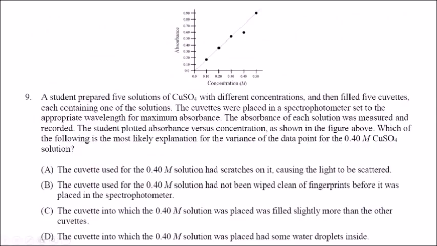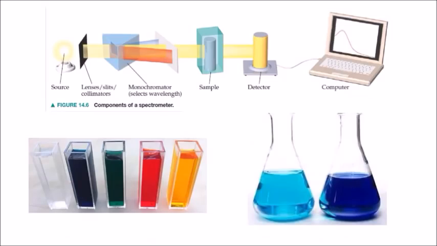Number 9 involves an experiment in which we have solutions of copper sulfate with different concentrations, and the absorbance is measured using what's called a spectrophotometer. So what exactly is a spectrophotometer? In this experiment, they're going to put these solutions into a little cuvette, which is a square holder that's going to hold the solution. Light is traveling through the solution, and then it's going to reach a detector. And the darker the solution is, the greater the absorbance value will be.